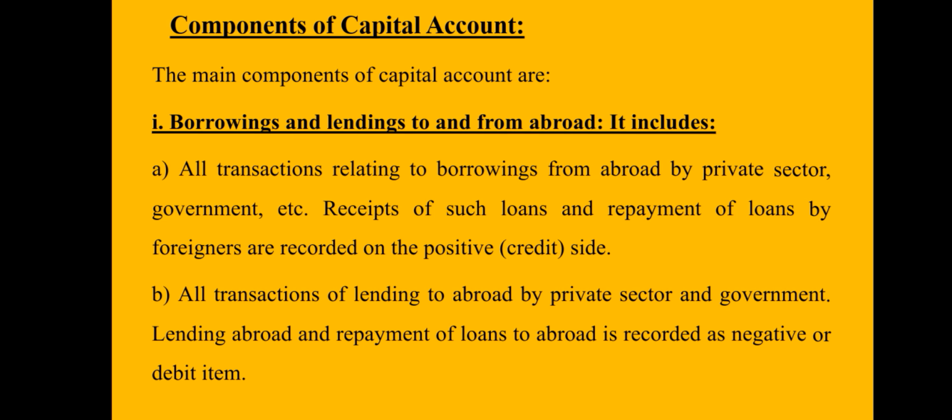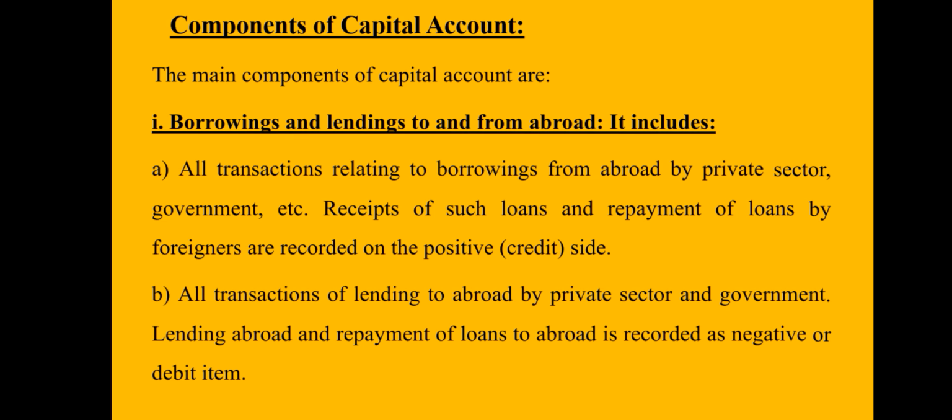Components of capital account. The main components of capital account are: first one, borrowings and lendings to and from abroad. It includes, first, all transactions relating to borrowing from abroad by private sectors, governments, etc. Receipts of such loans and repayment of loans by foreigners are recorded on the positive side.